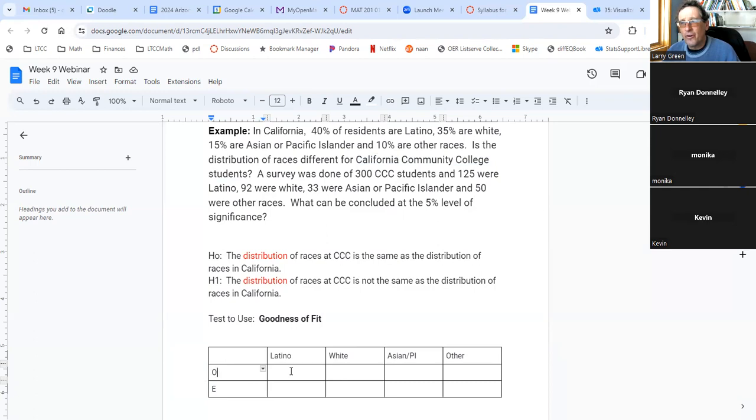No, we didn't observe 40%. Yeah, 125 Latinos were observed, right? That was the observed. Observed is in the sample. The 40% is not the sample. The 125 comes from the sample. 125. How many observed whites were there?